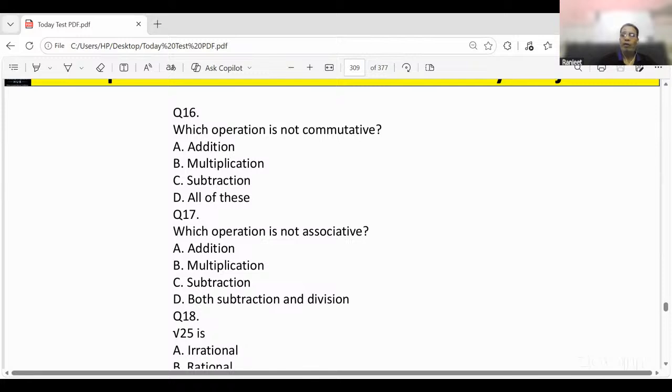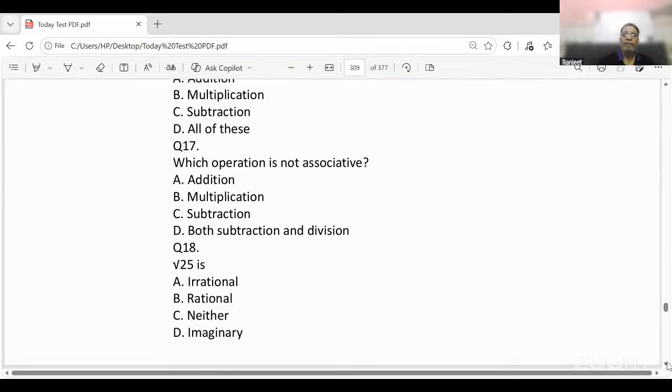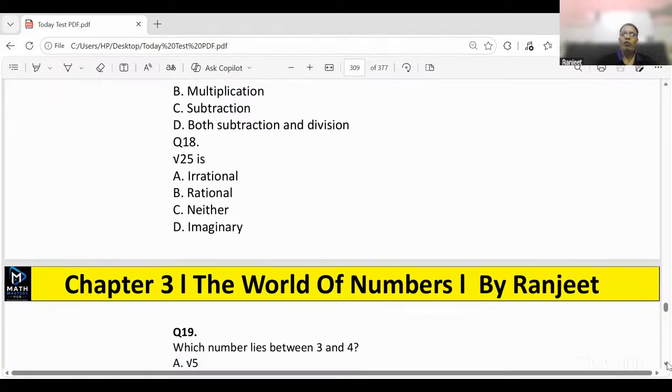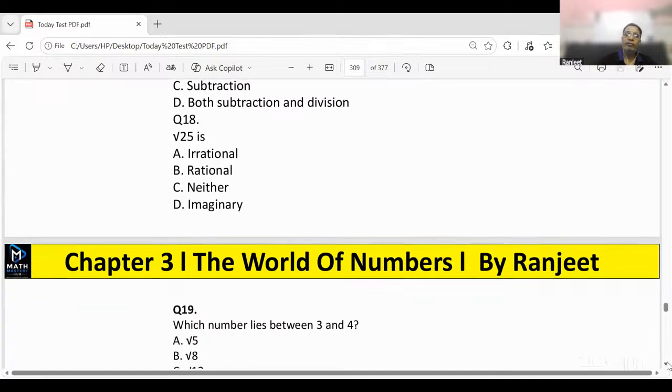Okay. Question number 18. Root 25 is irrational or rational? Rational. Root 25 is a rational number. Okay, it is a perfect square.